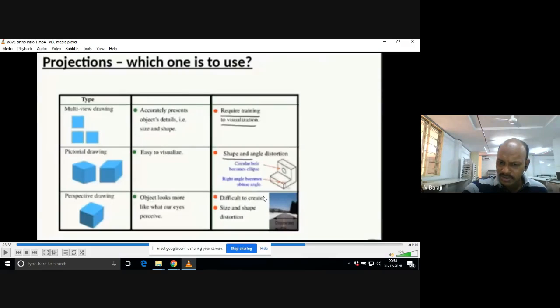So it is difficult to get accurate size and shape, there is distortion. You cannot see the particular image that accurately. So anyway, perspective drawing is not there in our syllabus, and we are focusing on pictorial drawing and multi-view drawing in our subject.